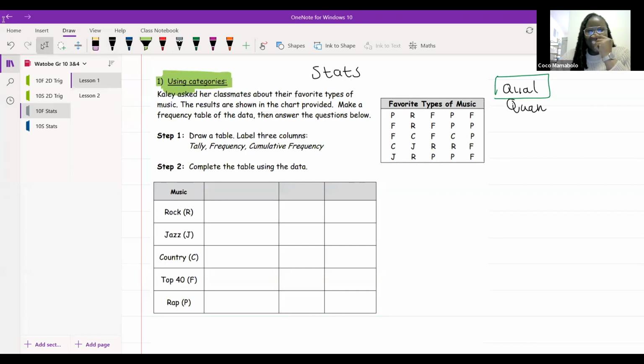Yeah, good. Excellent. Okay. I'm loving how everybody's giving me the correct answer in the chat. All right. Chelsea, before I take your question, just one second, my sweetie. It says here, draw a table, label 3 columns. We're going to do a tally column, and then we're going to do a frequency column.